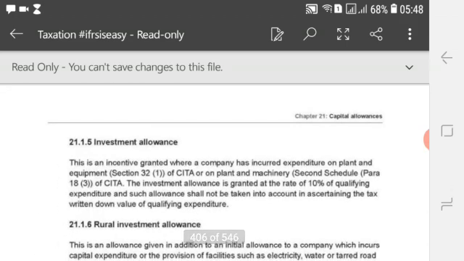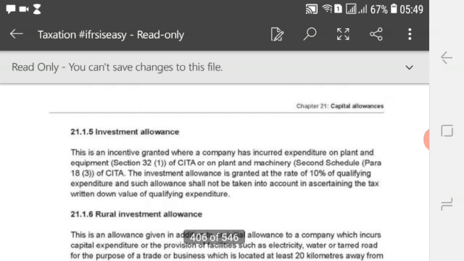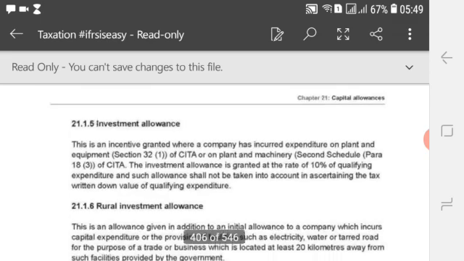The next thing we have to look at is the investment allowance. The investment allowance is an incentive. It's an incentive granted where a company has incurred a capital expenditure on plant and equipment, or on plant and machinery, and the rate of this allowance is 10% of any qualifying expenditure.